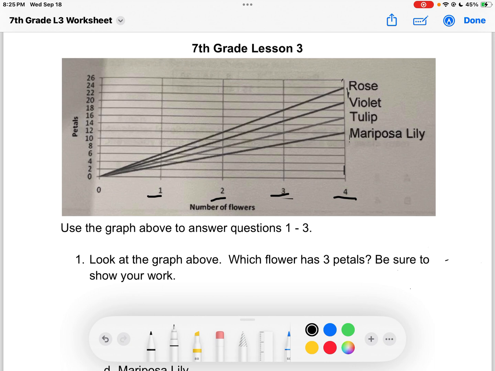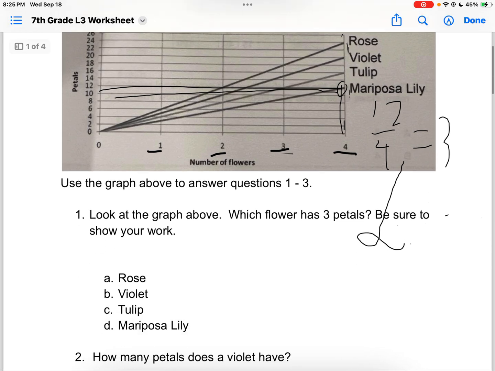So let's first look at the Mariposa lily. We go to 4 flowers, go up. The Mariposa lily stops at 12. So we do the math. 12 divided by 4 equals 3. Oh, we need to show this as work. So then now the answer will be the Mariposa lily.